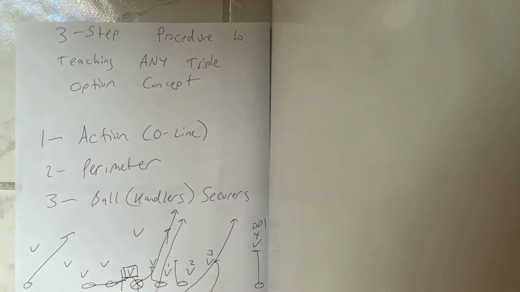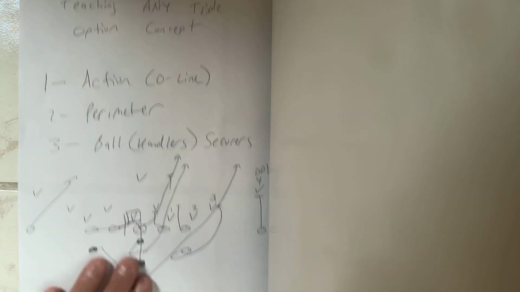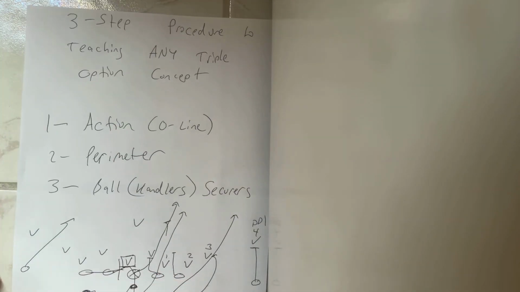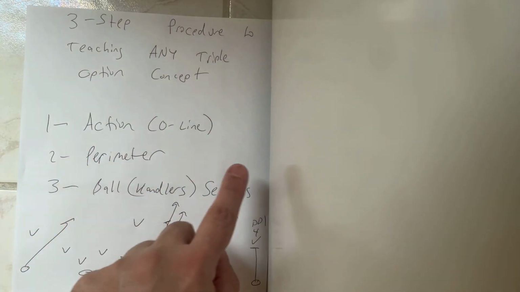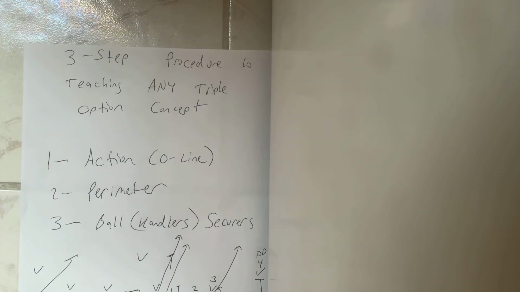So, there's a 3-step procedure to teaching any triple option concept. Identifying the action key so the linemen know where to go. The perimeter for the receivers, the A-back, and at times the place-side tackle. And the ball secures, so that the ball secures know exactly where to go and all the ifs and thens within a situation. That's a procedure. So you have procedures within a procedure. There's an action procedure, a perimeter procedure, and ball secure procedure. But overall, it's a 3-step procedure.